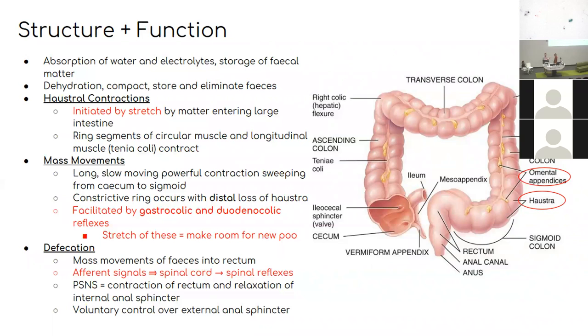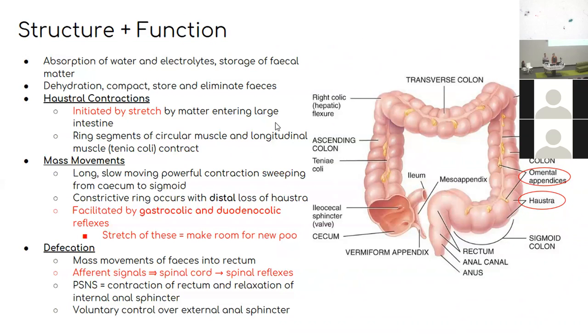You have these really long, slow moving but very, very powerful contractions that sweep from the cecum to the sigmoid. And they're very large, so they're not just within the haustra, they're all along the haustra. So when you have these mass movements, you'll get a distal loss of haustra due to these massive constrictions. And the main thing to know about them is they're facilitated by the gastrocolic and duodenocolic reflexes.